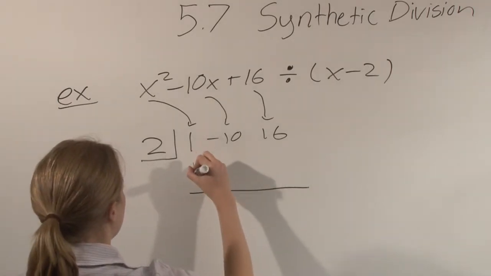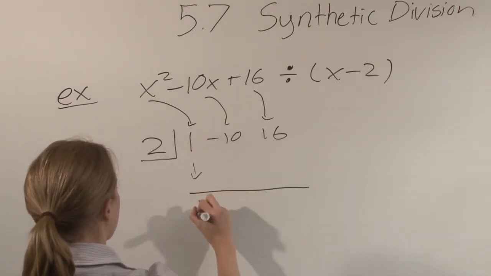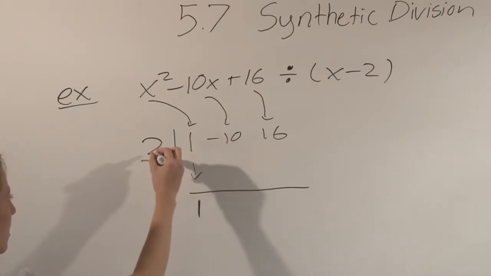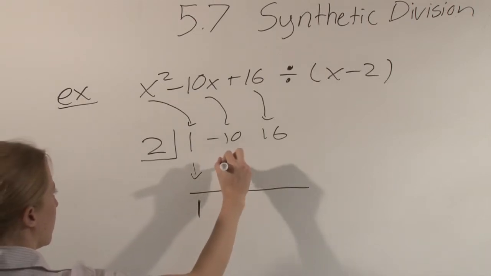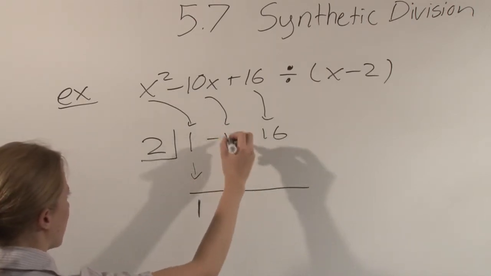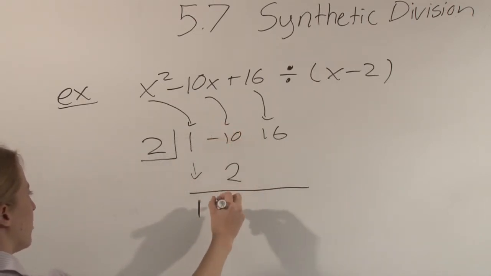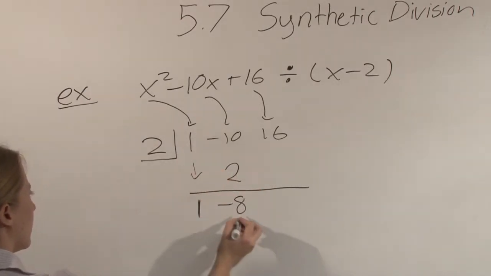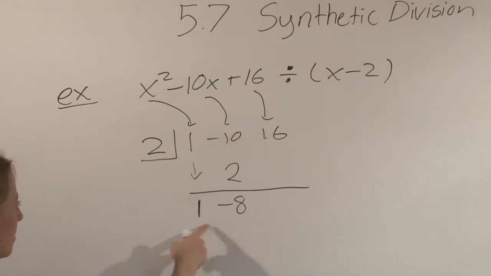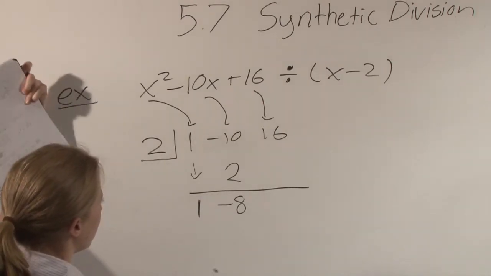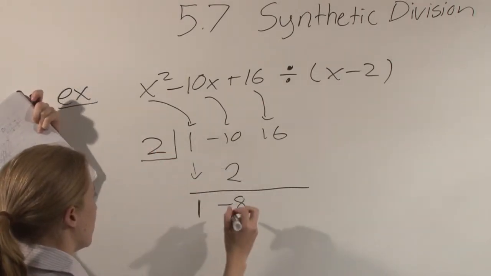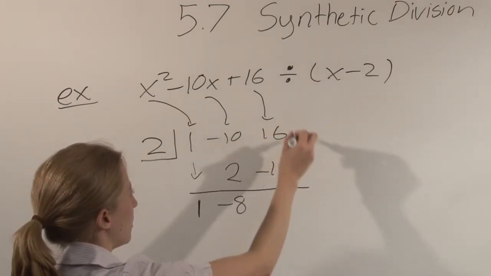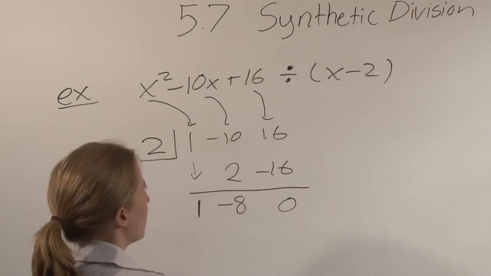Then I'm going to move the 1 down, and I'm going to multiply the 2 times the 1. So that 2 times 1 is 2. I'm putting it up here. Then I'm just going to add. So negative 10 plus 2 is negative 8. Then I'm multiplying again. Anything that ends up down here gets multiplied until you get to the end. So we have 2 times negative 8, which is negative 16. And then when I add those together, I get 0.